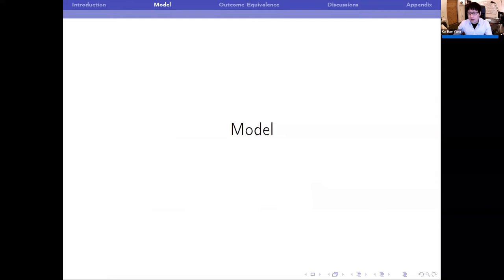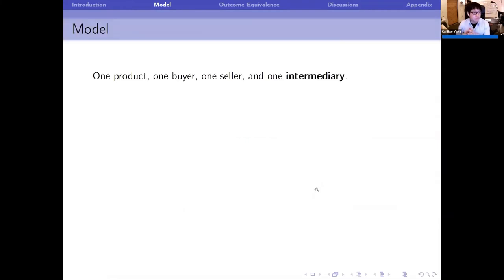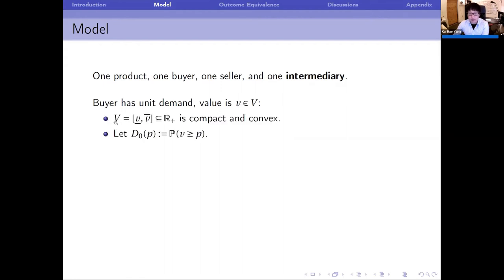And now I'm going to jump into the model. The model is relatively straightforward. There's one product, one buyer, one seller, and one intermediary. The buyer has a unit demand and a value V, where V belongs to a compact interval, [0, V̄], that's not negative. And let me let D₀(p) denote the distribution of that value. So D₀(p) is the probability that the value V is above a price p. So we can think of D₀ also as the demand function induced by this probability distribution.